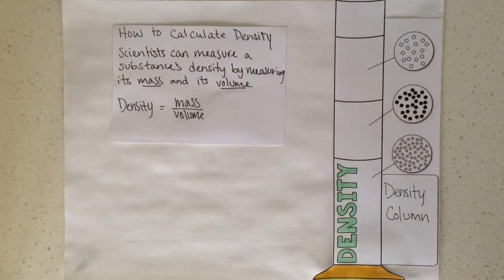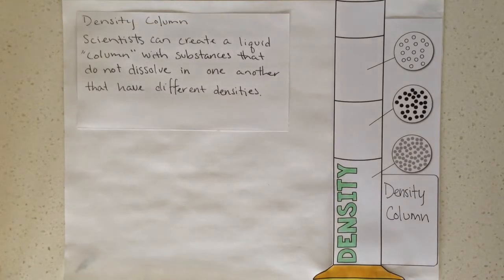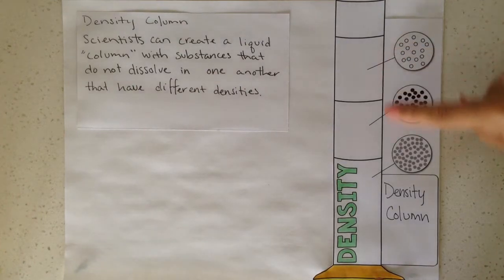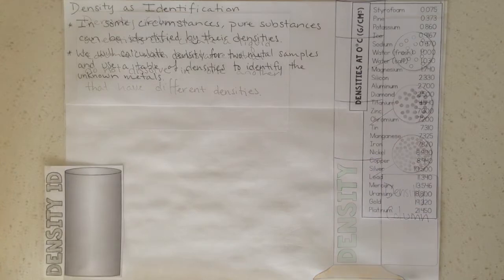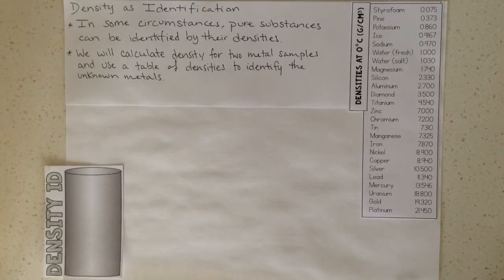How to calculate density? Scientists can measure a substance's density by measuring its mass and its volume. The formula for density is mass divided by volume. Scientists can create a liquid column with substances that do not dissolve in one another that have different densities. Density as identification. In some circumstances, pure substances can be identified by their densities.